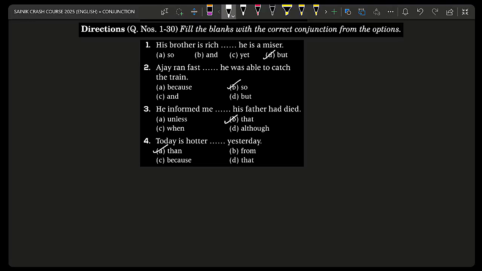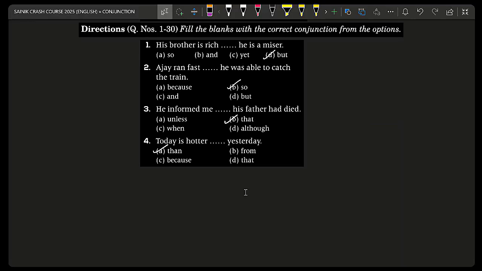And Shriyash, you answer the next questions. Sir, I have doubts, sir. Yes, which conjunction? Sir, in the third question, we can also use when. You want to use when? Yes, sir. He informed me when his father had died. No. So this sentence is talking about the information. He informed me. So if you use when, the information will become incomplete, right? He informed me. What he informed me, there is no meaning for that, right?